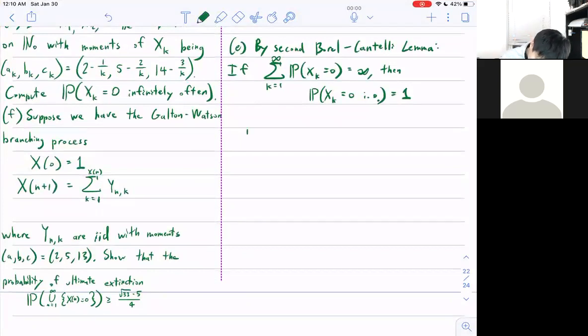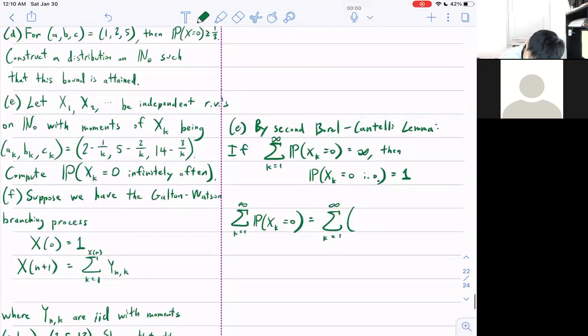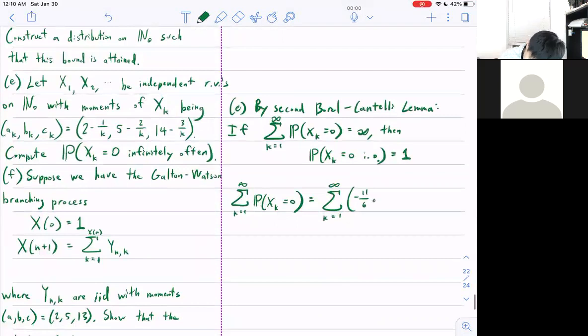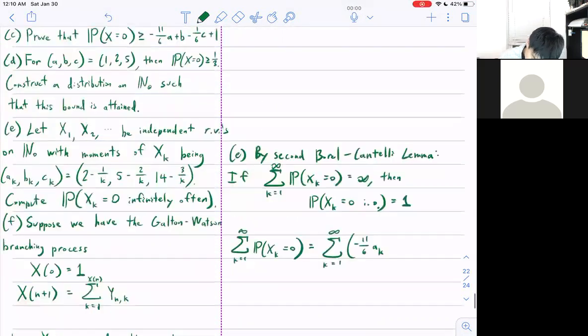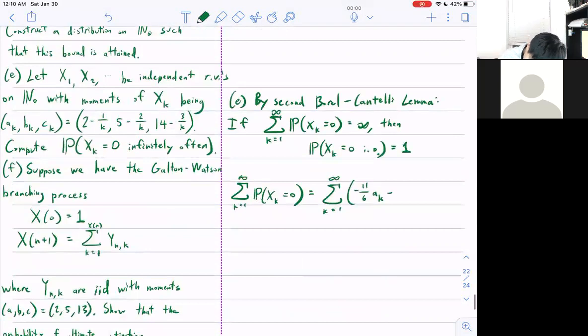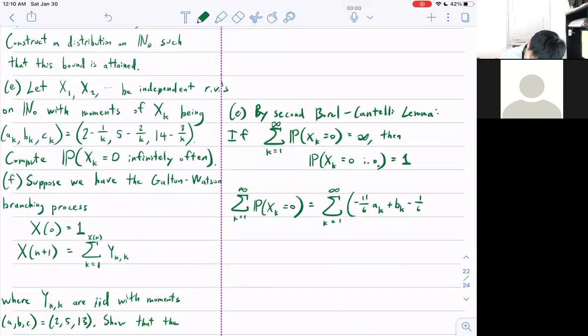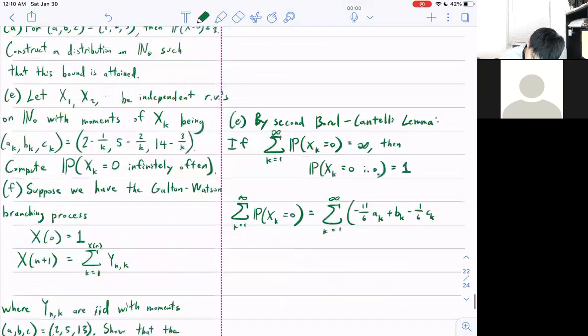Okay, so we have the summation from k equals 1 to infinity of the probability that xk equals 0, and then we can apply our nice inequality that we derived in part C. Okay, so we have negative 11 over 6 a of k plus b of k minus 1 over 6 c of k plus 1.